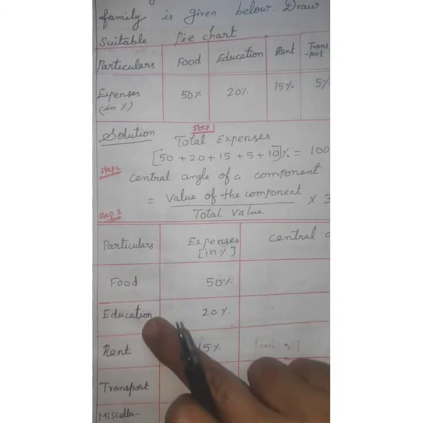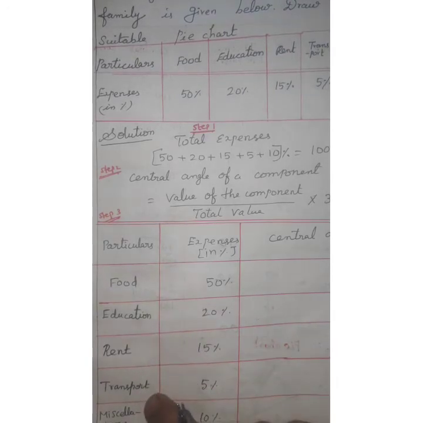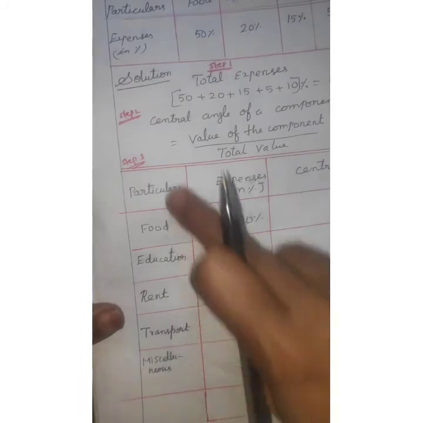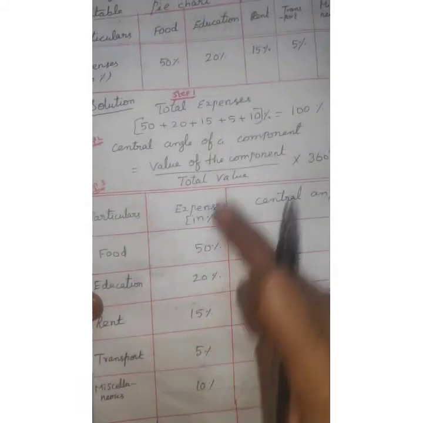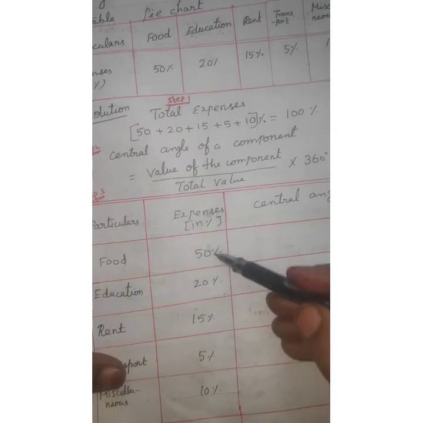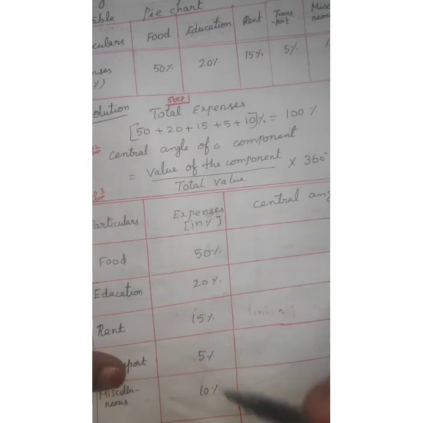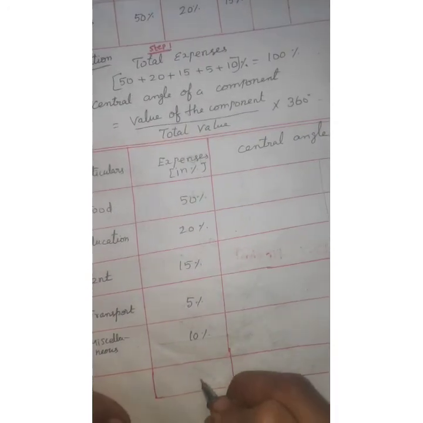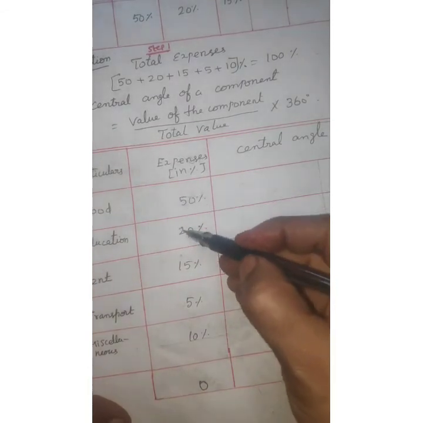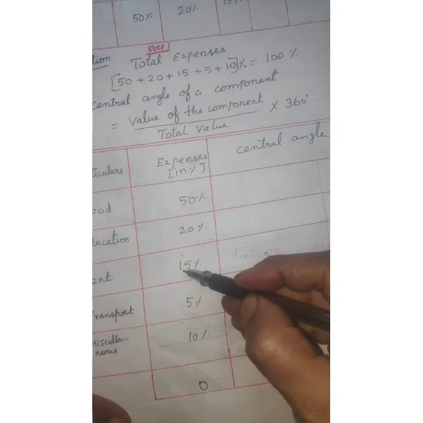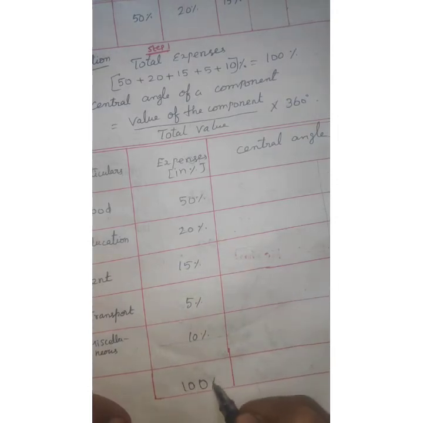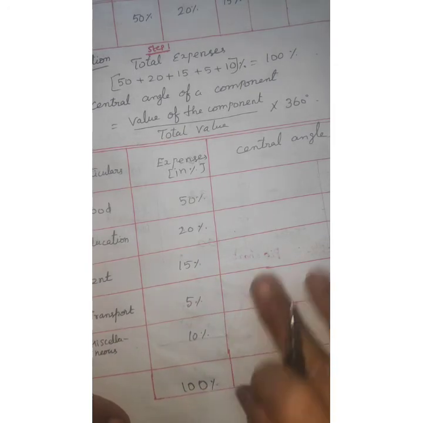Particulars: food, education, rent, transport, miscellaneous. You write the answer. Next, 50 percent, 20, whatever is given you write. Add the numbers. 5 plus 5, 10. Next remaining one, 6, 8, 9, 10. 100 percent. So the 100 percent comes correctly.